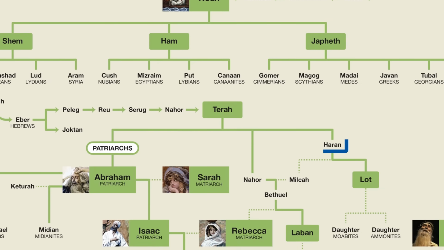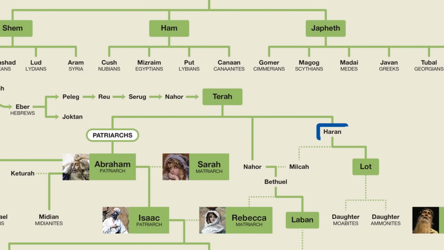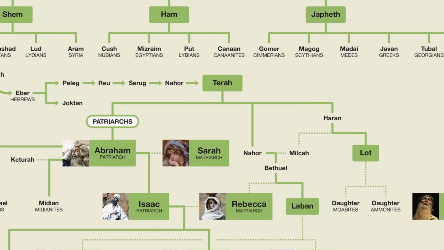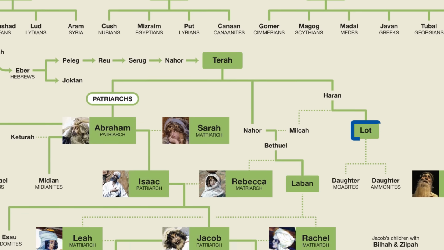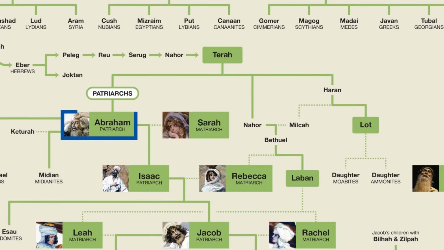Haran dies in Mesopotamia, and sometime after this, the rest of the family, including Haran's son Lot, decides to move to the land of Canaan, which God had promised to Abraham and his descendants. Canaan basically corresponds to modern-day Israel and Palestine. Terah dies along the way in Syria, and this is where Nahor decides to settle. However, Abraham and Lot continue on to Canaan.